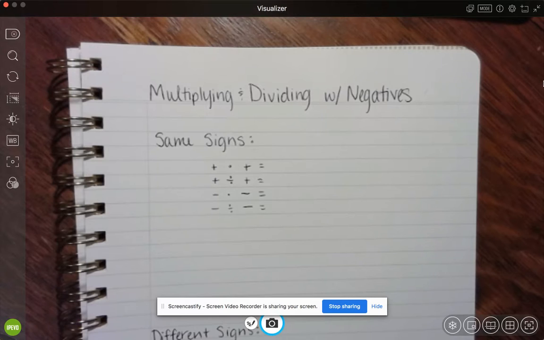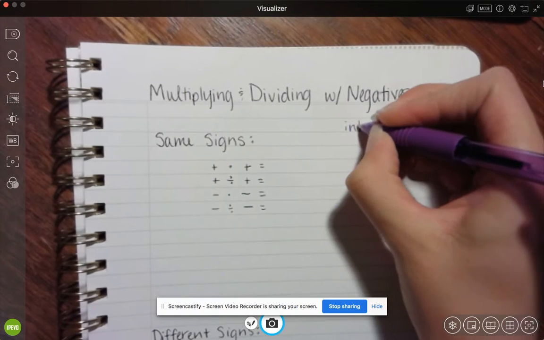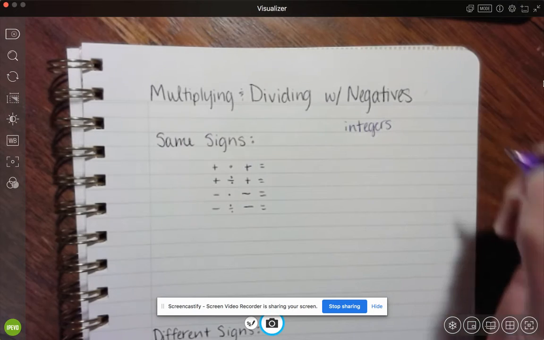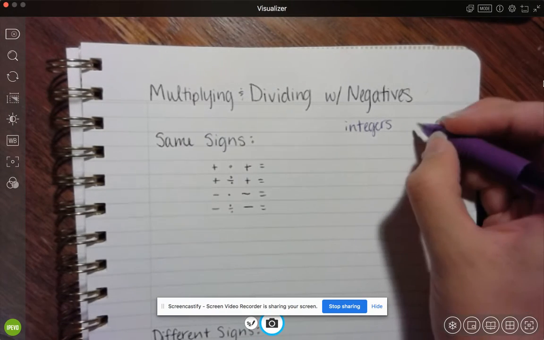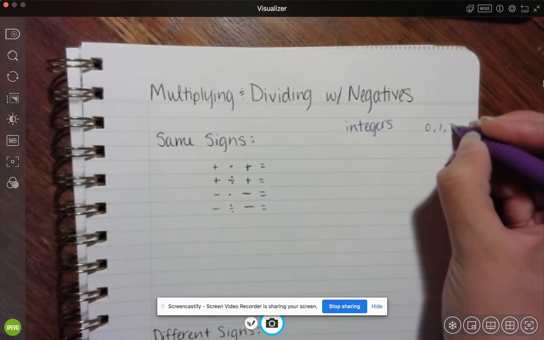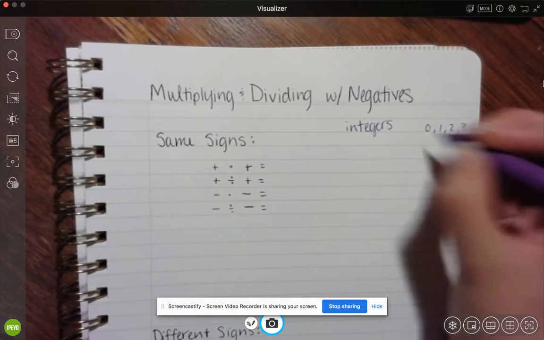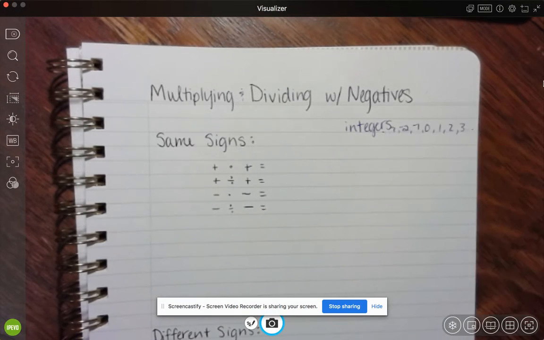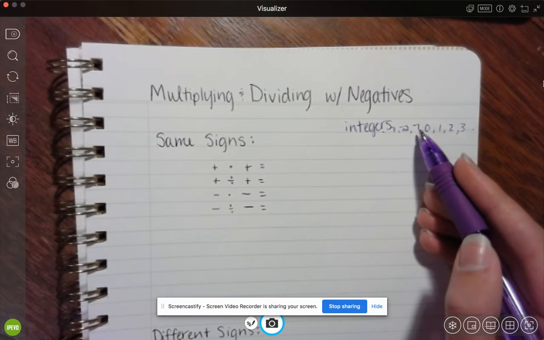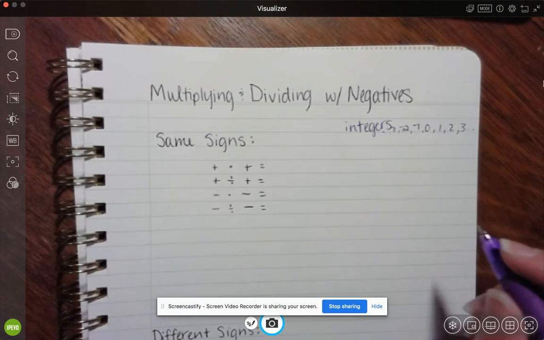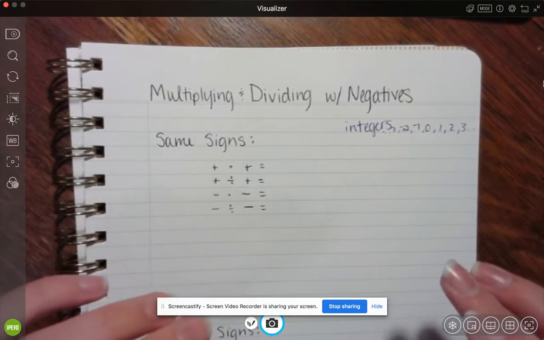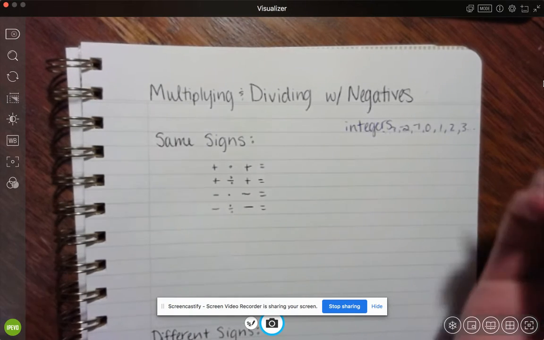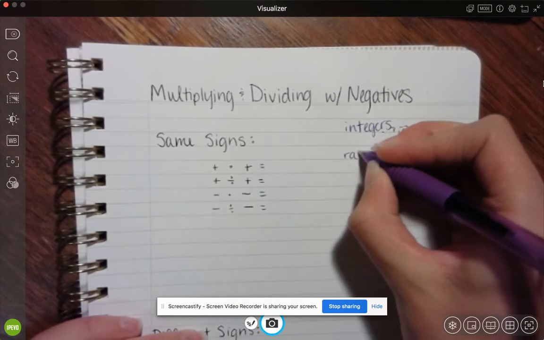Okay, so today what we're talking about is multiplying and dividing with negatives. So that could be integers, right? So that's our negative and positive counting numbers. So 0, 1, 2, 3, keep going, and then also the negatives of those. It's like -3, -2, -1, 0, 1, 2, 3, 4, 5. Keeps going like that. Okay, so this will work with integers. This will also work with positive and negative rational numbers.